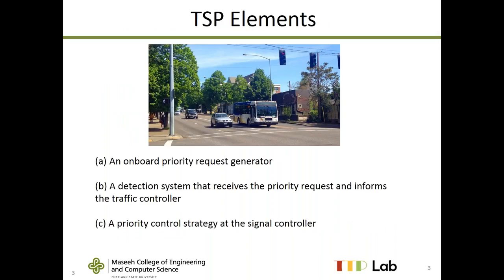What are the elements? We need at least three things to get TSP to work. The first one is onboard the bus, a TSP request generator. As the bus is moving, it should broadcast its location and that it's requesting priority to the downstream intersection. There should be another element at the intersection, a system that can receive that signal from the bus and then relay this information to the signal controller.